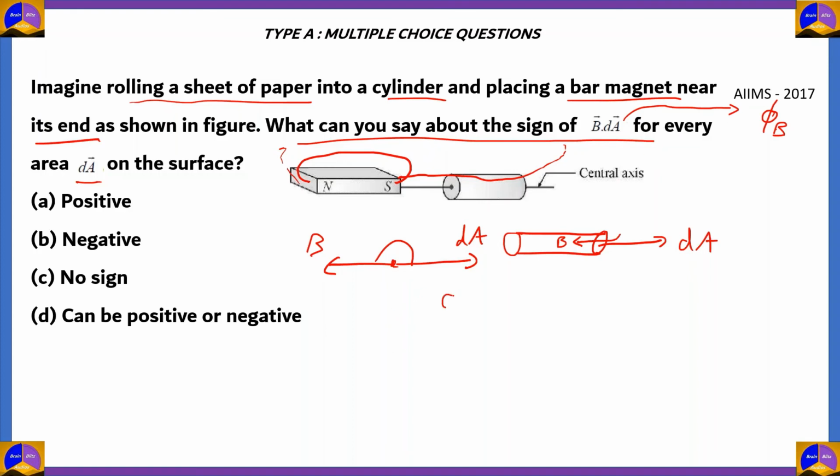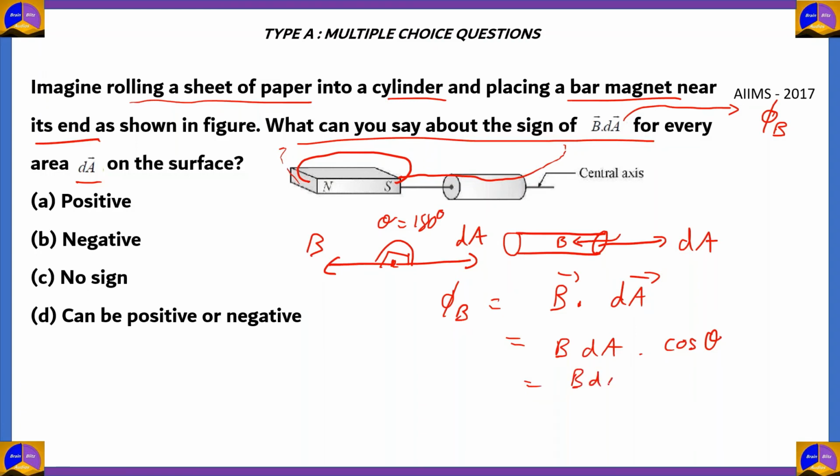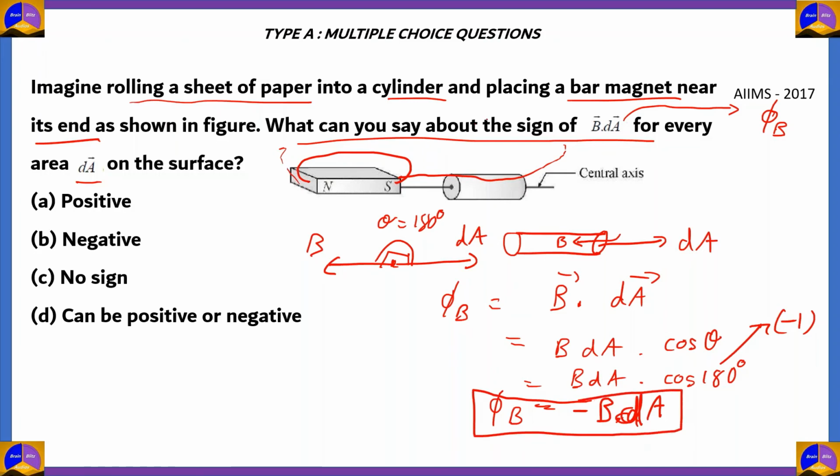Now, if we look at our formula for magnetic flux, we know that over here, the formula is B dot dA, dot product of two vectors, which we can write as B dA times cos theta. What is the value of theta here? The lines are anti-parallel to each other, so therefore theta will be equal to 180 degrees. So B dA cos 180 degrees. And what is the value of cos 180 degrees? -1. So the value of magnetic flux will be equal to minus B dA. Using this relation, we're able to find out the direction of magnetic flux. Over here, the direction of the magnetic flux is option B, negative.